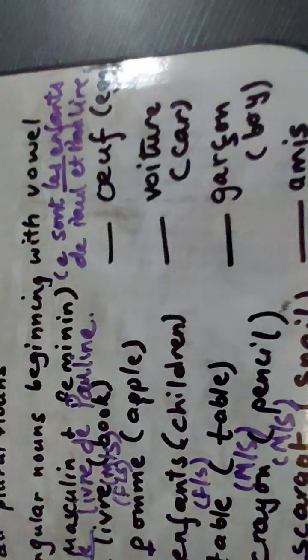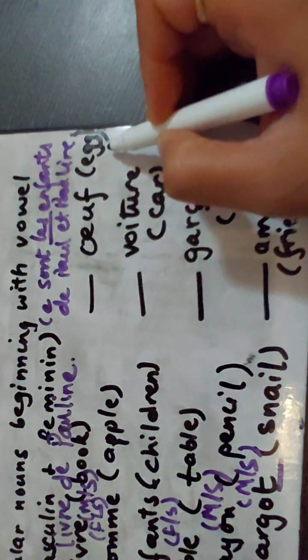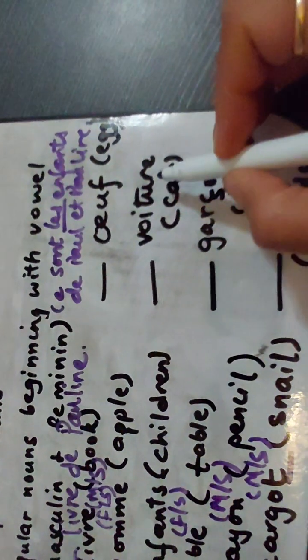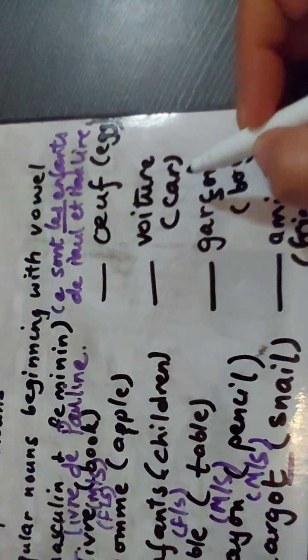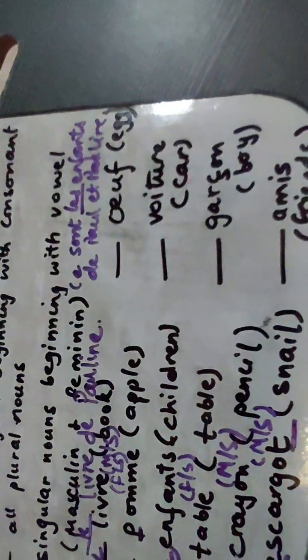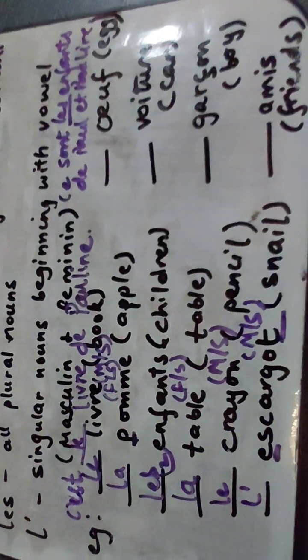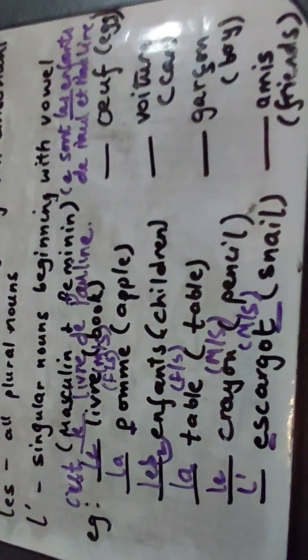Now we have a few examples to be done. Blank œuf, where œuf means egg. Blank voiture, which means car. Blank garçon, which means boy. Blank ami, which means friend. Don't forget to comment down in the comment box and write what the answer is going to be, what we are going to fill these blanks with.